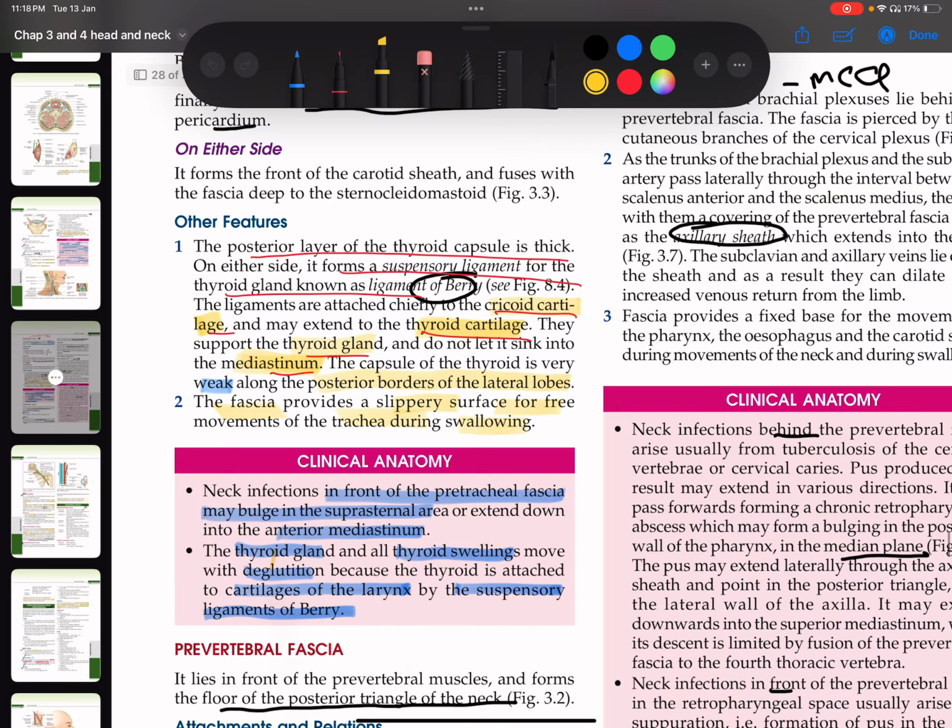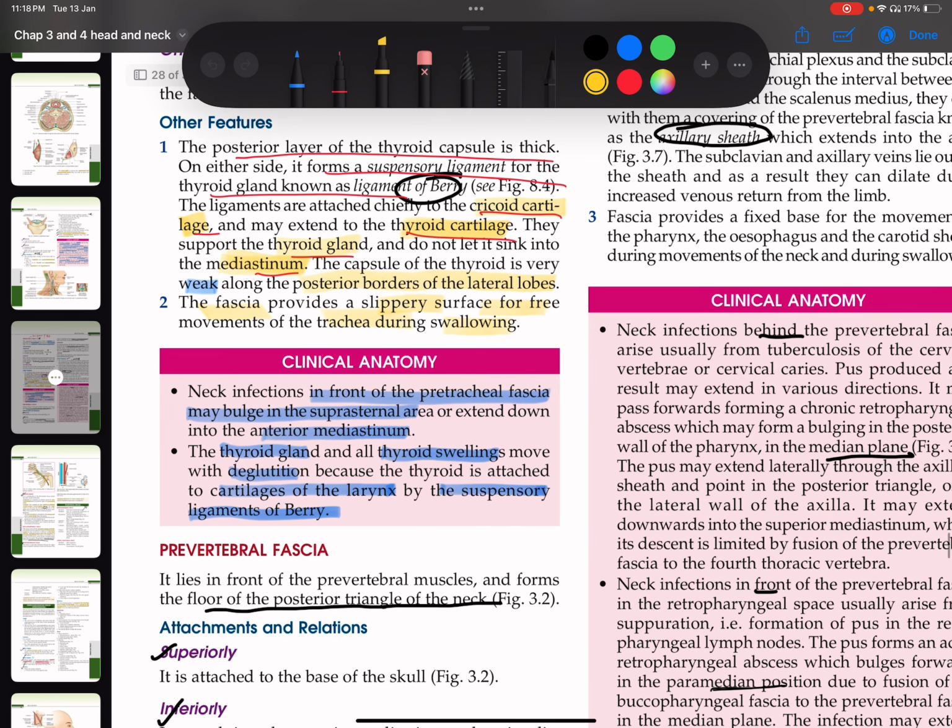Then neck infections in front of pretracheal fascia may bulge in the suprasternal area and extend down to the anterior mediastinum. Thyroid gland and all thyroid swellings move with deglutition, which is swallowing, because the thyroid is attached to the cartilages of the larynx, cricoid and thyroid cartilage, by the suspensory ligament of Berry.